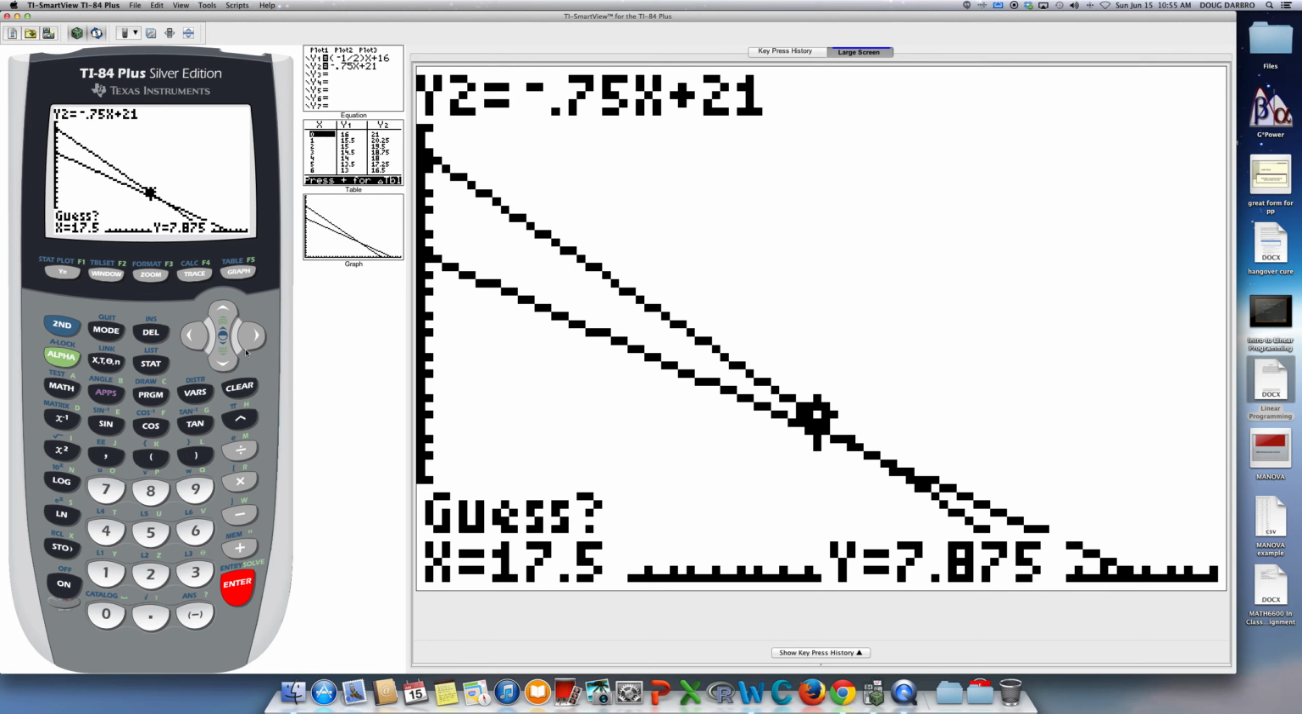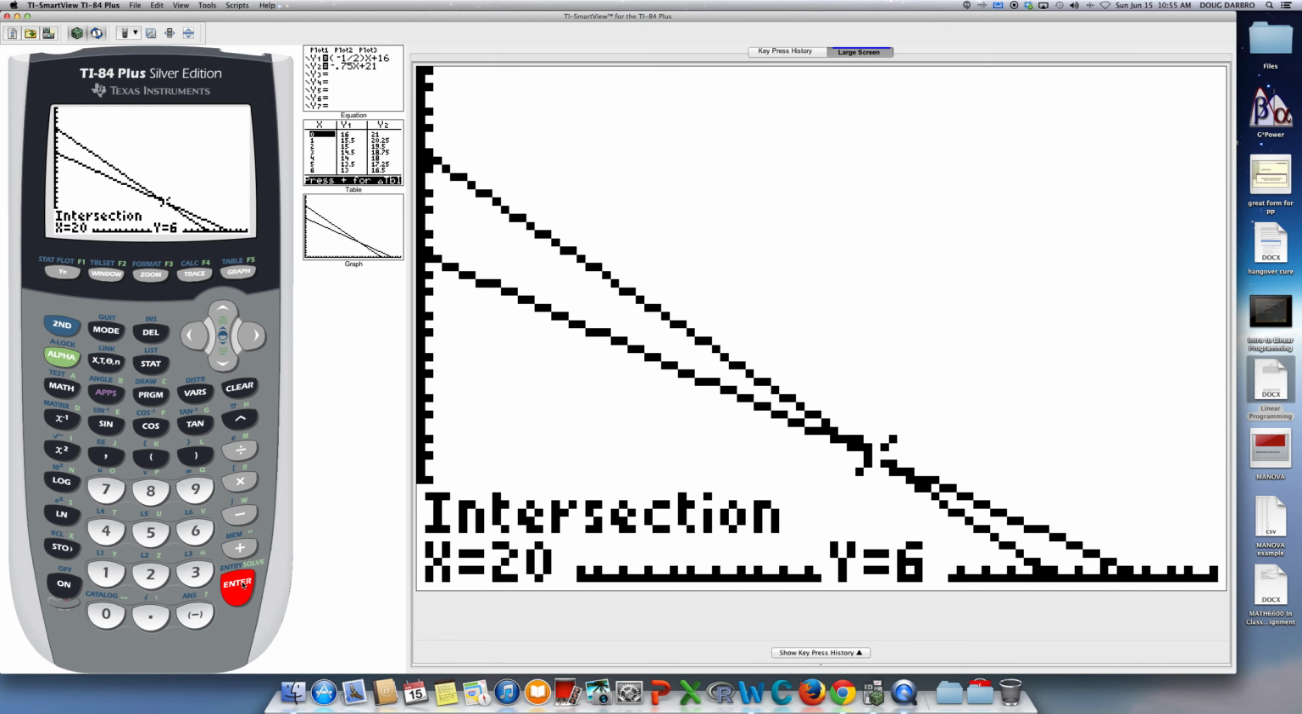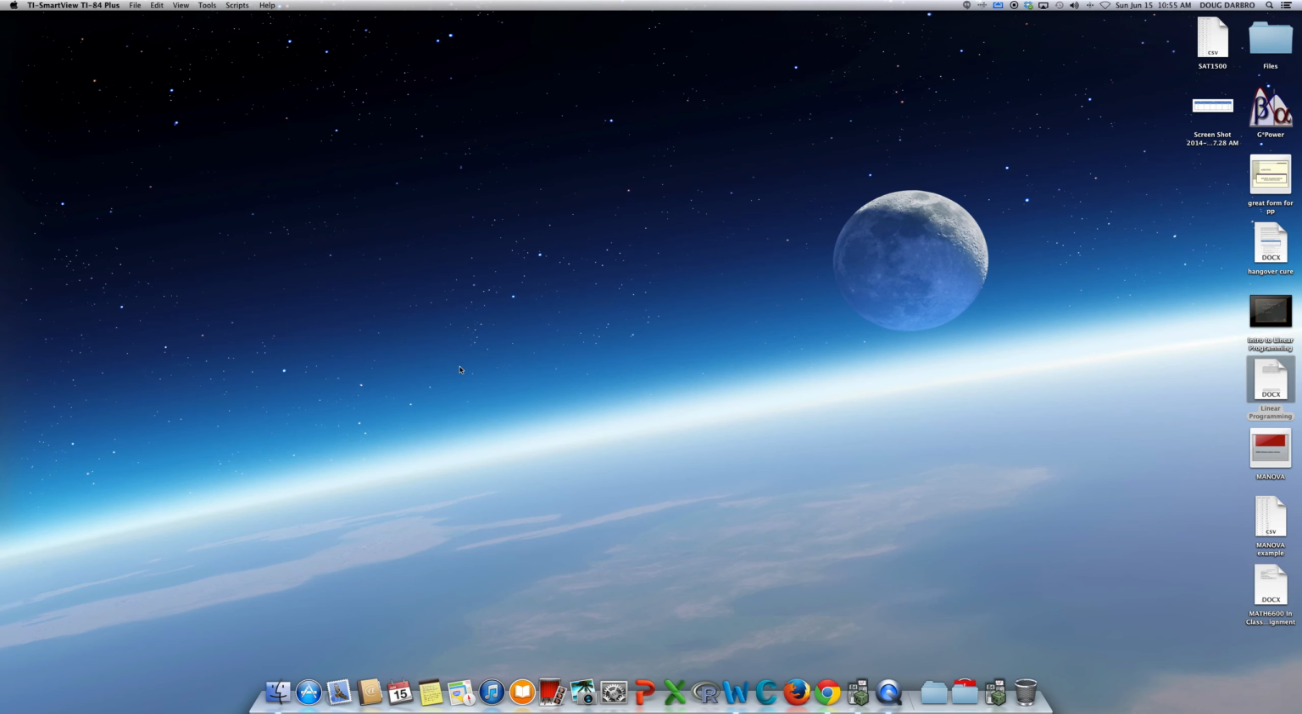The next thing it's going to do is ask us to guess. Now, when you've only got 2 lines, it doesn't matter, but you could have something that has multiple intersecting lines, and it wants you to take it to the one that you're trying to find the intersection of. So if I hit enter, it's going to do all the work, and it's going to come up and say intersection x equals 20, y equals 6. So guys, that's what I need. X equals 20, y equals 6.